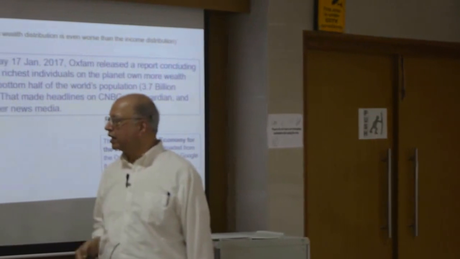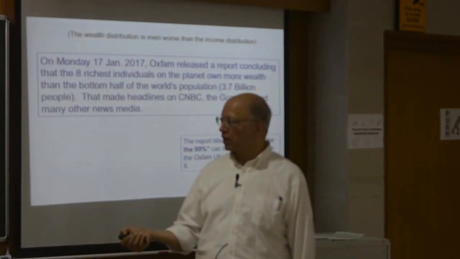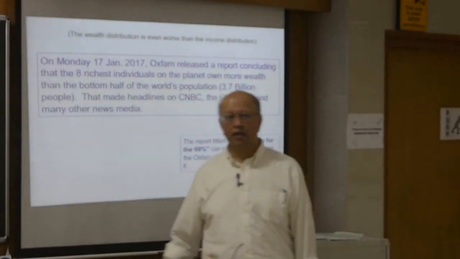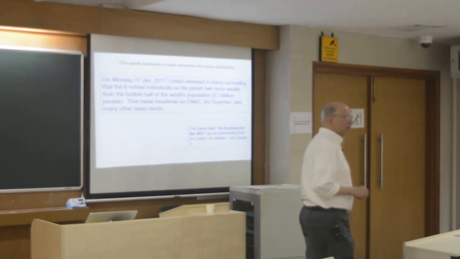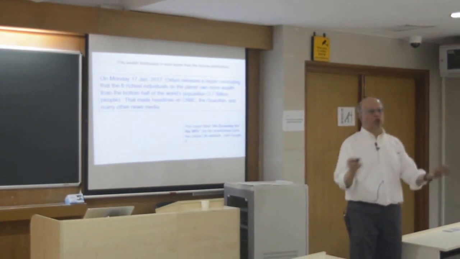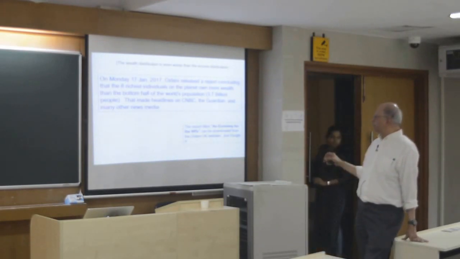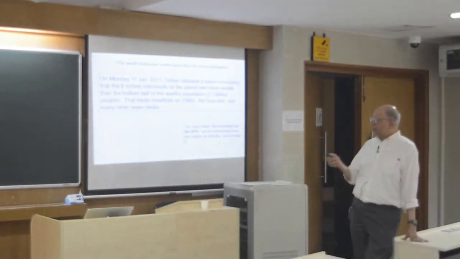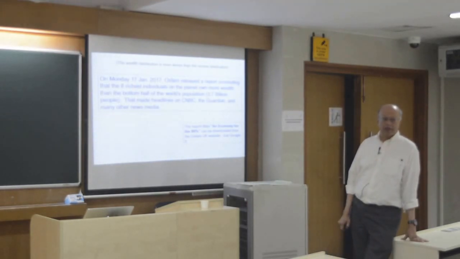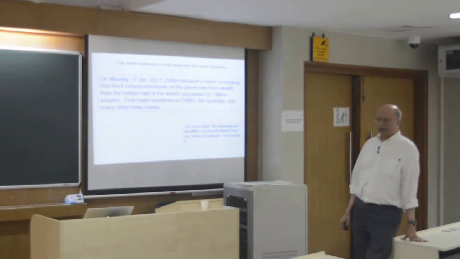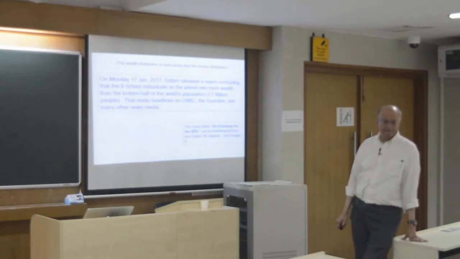So the next slide talks about the report that came out earlier this month from Oxfam, and many of you probably saw that report that was picked up by many newspapers, including the Guardian of UK, CNBC, and so on, which listed the 8 richest individuals on the planet by name, who now own more wealth than the bottom half of the world's population.